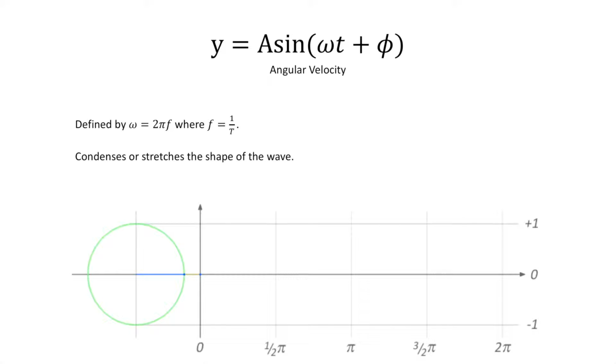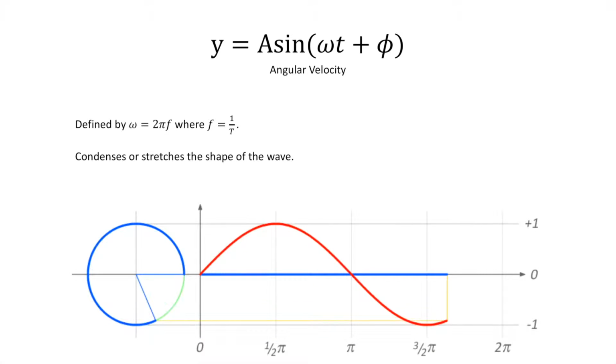The omega stands for the angular velocity of the wave. The angular velocity is defined by 2 pi f, where f is the frequency of how many times a full wave is created in 1 second. The effect is a condensing or expanding of the wave.